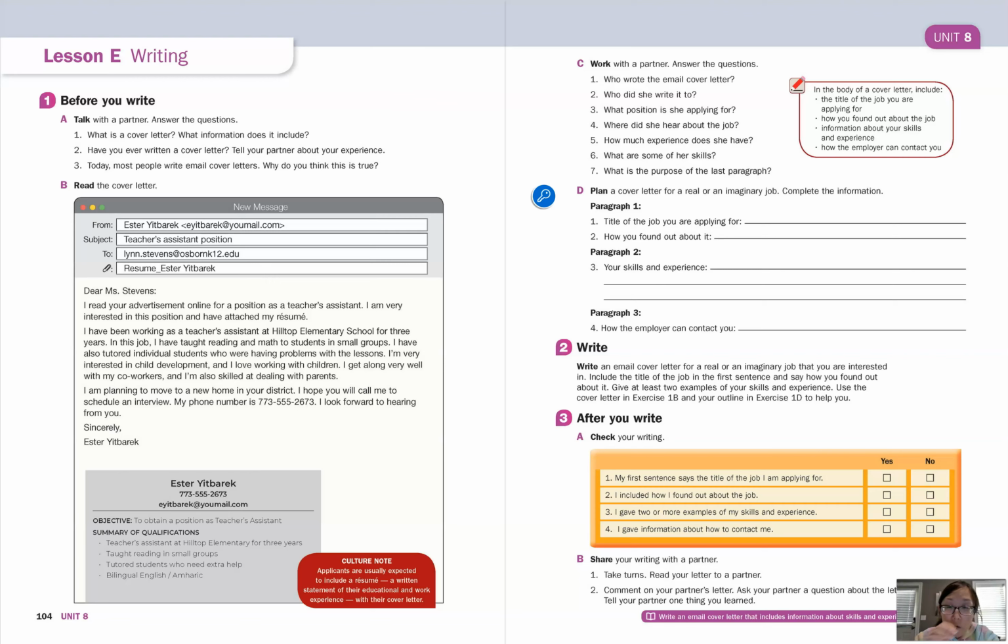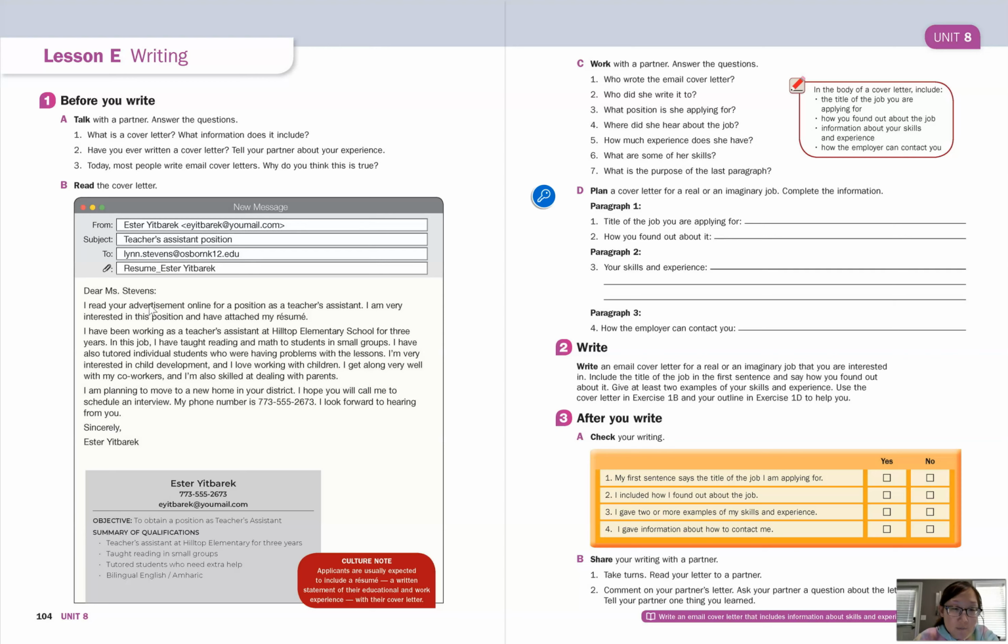Okay, so let's go ahead and look at number 1. Who wrote the email cover letter? Okay, who wrote it? So we can say Esther Yitbarek wrote the email cover letter. Esther Yitbarek wrote the email cover letter. And then number 2, who did she write it to? Who did she write it to? Okay, so we can say she wrote it to Lynn Stevens. Okay, she wrote it to Lynn Stevens, or you can say she wrote it to Ms.